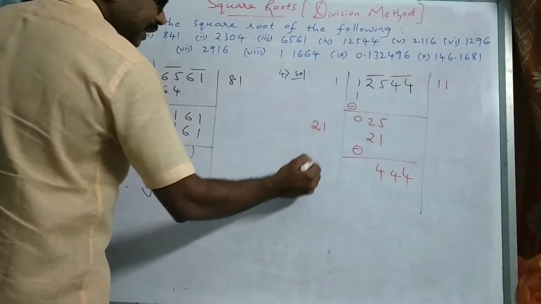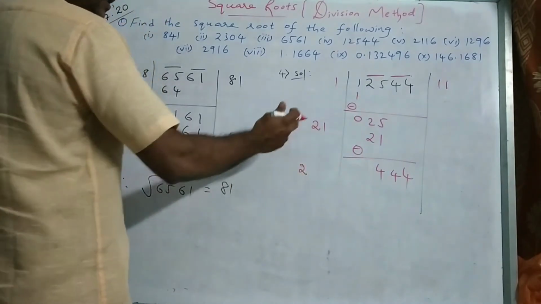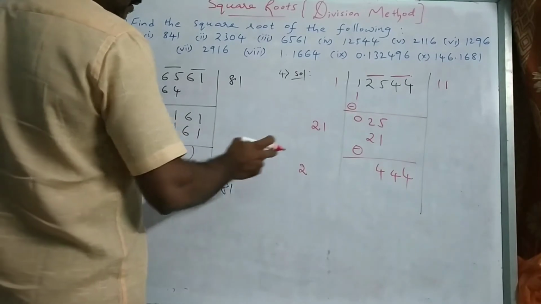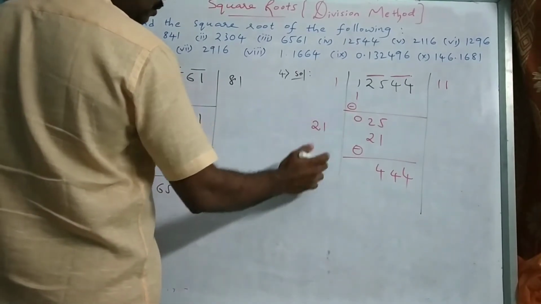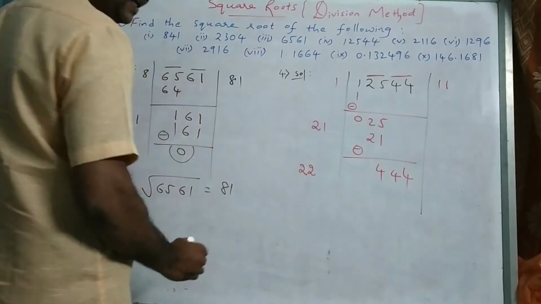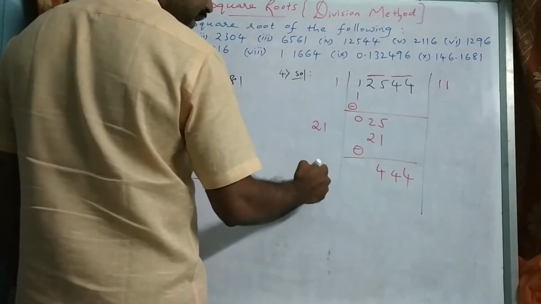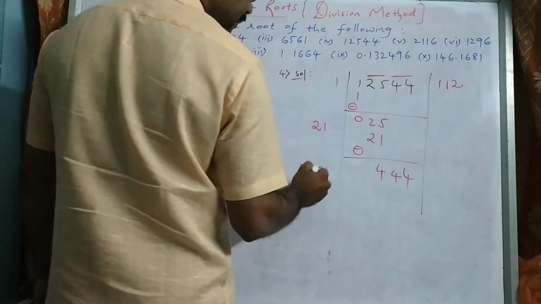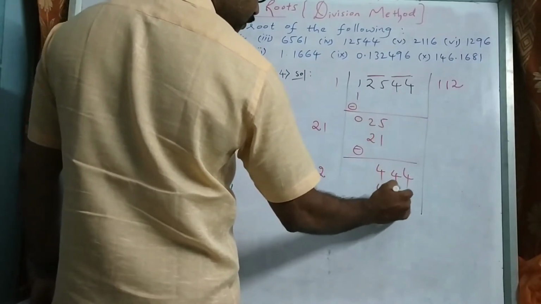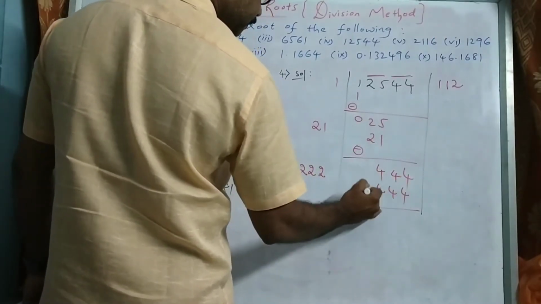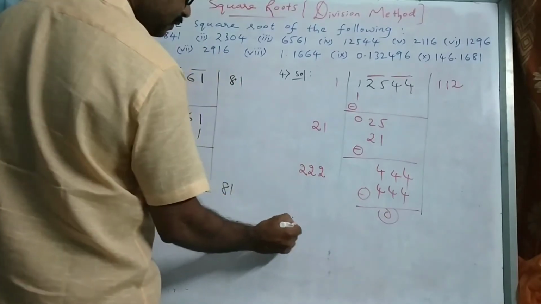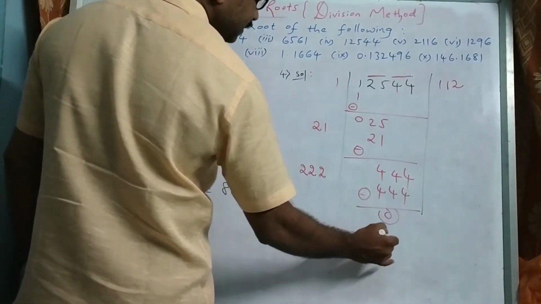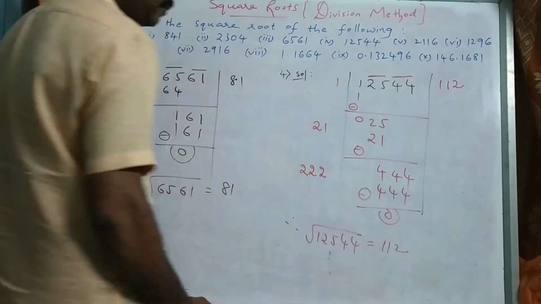Now this 2 will remain the same, because this 2 is already formed by doubling the 1. So 2 remains the same. 2 times of 1 is 2 here. Now whatever we write here, suppose if I write 2, here also 2. 222 2s are 444. So what is the answer? The square root of 12544 is 112.